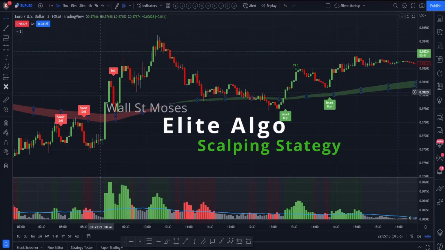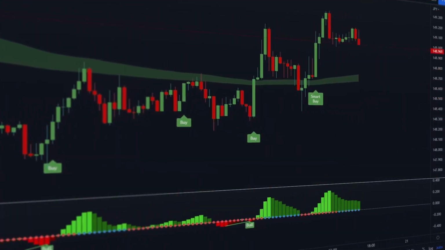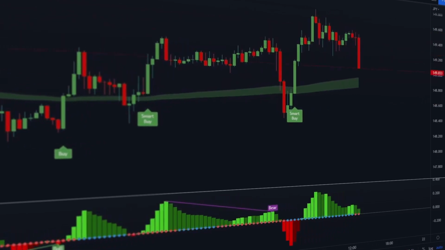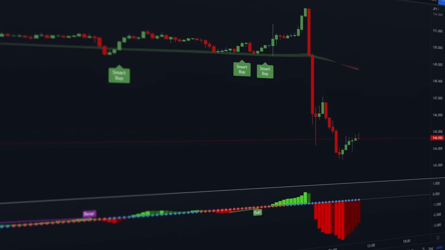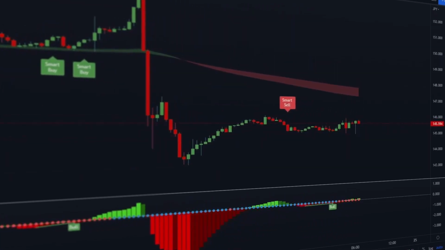All right, we're going to be covering the Elite Algo scalping strategy that I found to be very effective. This scalping strategy is very easy to use, and if you're coming into using Elite Algo for the first time, or if you're an experienced trader, the strategy could be a way to where you can get some really quick wins and do it in a really efficient manner. So let's get right to it.